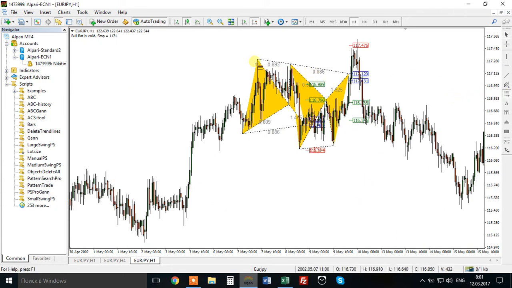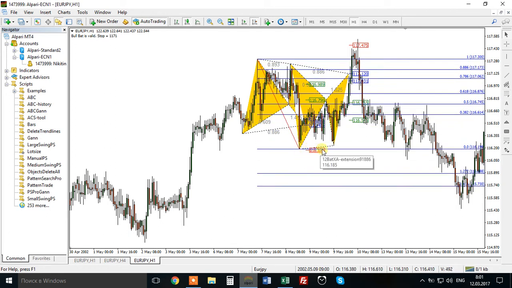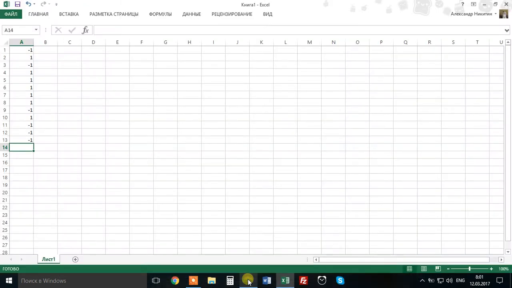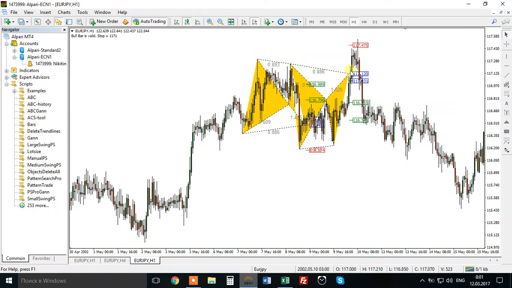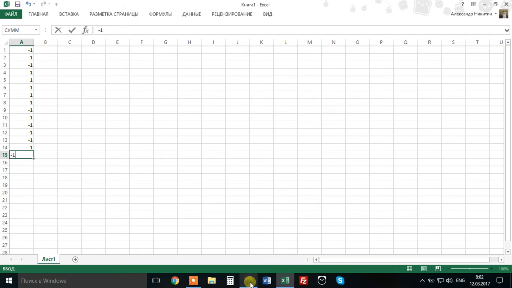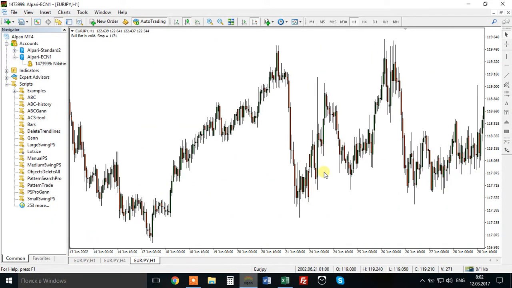Okay, look at this. Boom. And we didn't hit the stop loss and went to the upside. This one is a winner. And let me check this one. Okay, okay. It is a loser. -1. Going next.